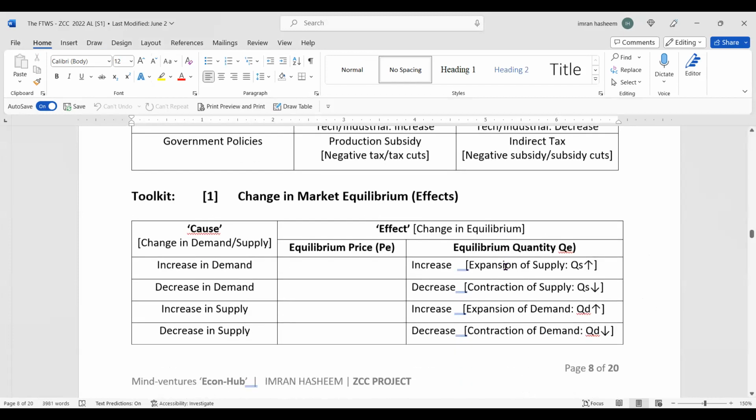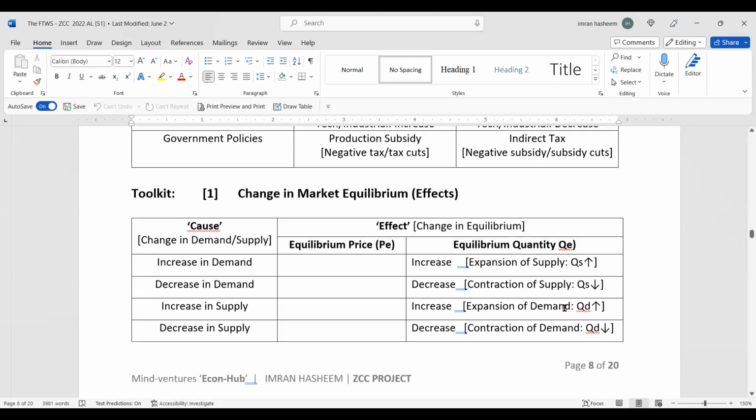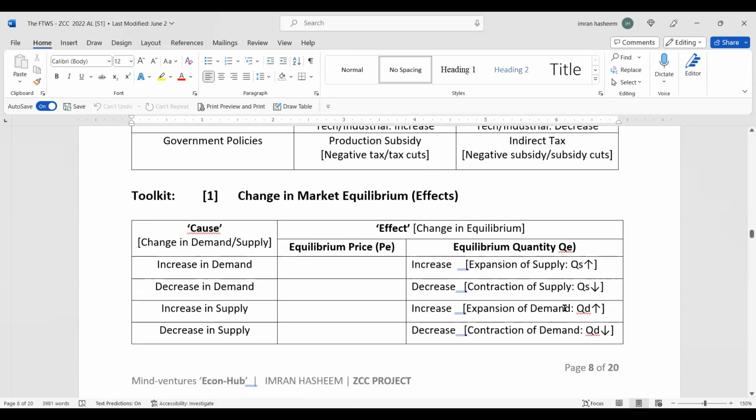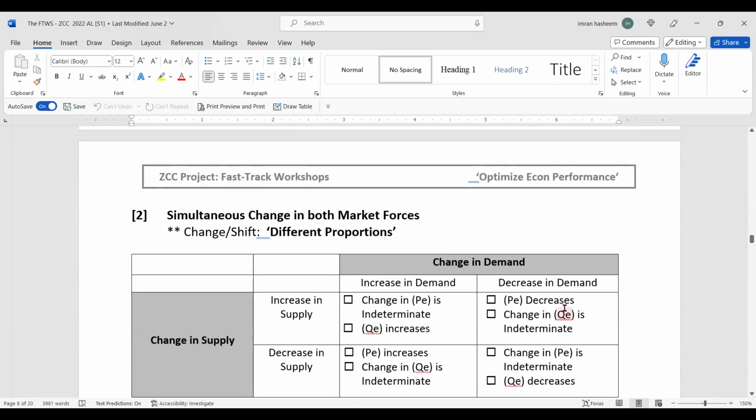Then the change in market equilibrium when only one market force is changing. So if demand increases or decreases, or supply increases or decreases, the other market force always remains constant. That's pretty easy to remember. We'll look at the relationships and we will learn. We've already learned a bit in the revision. The tools will really help. Then come the complications. One is simultaneous change in both market forces.